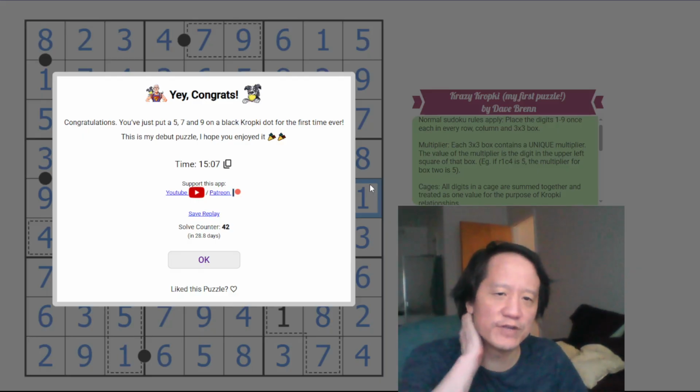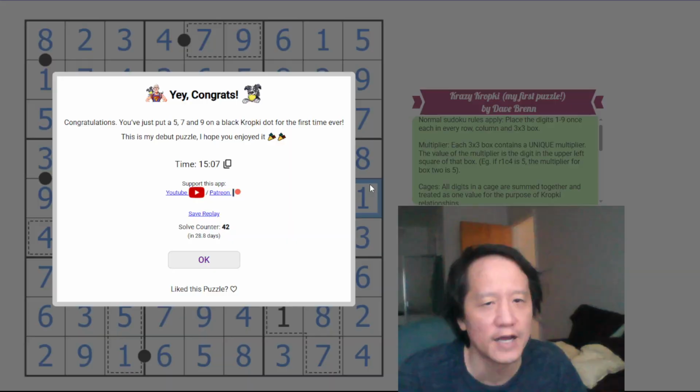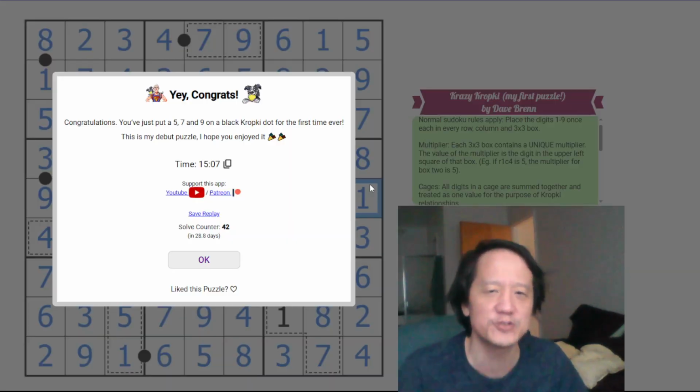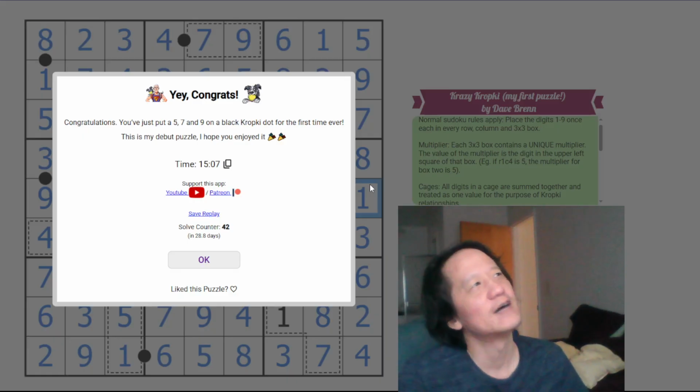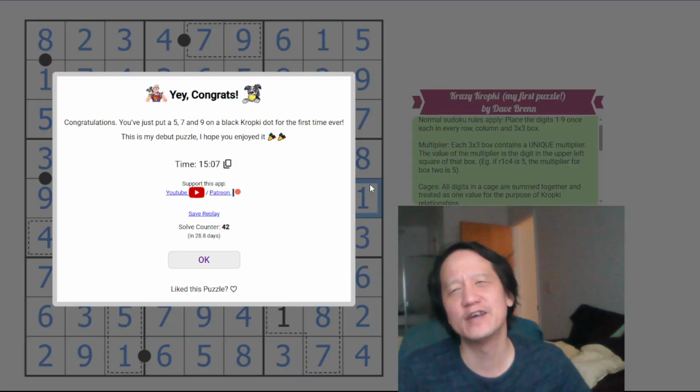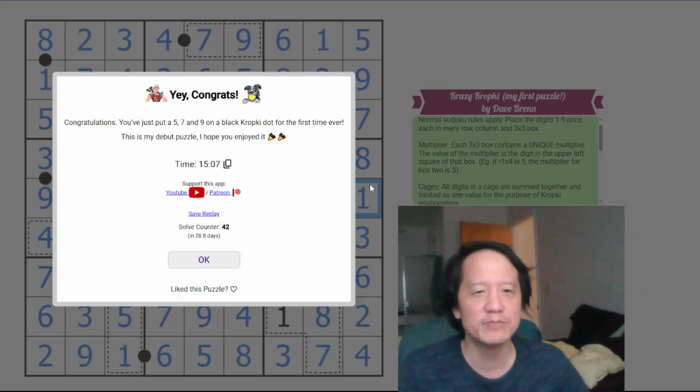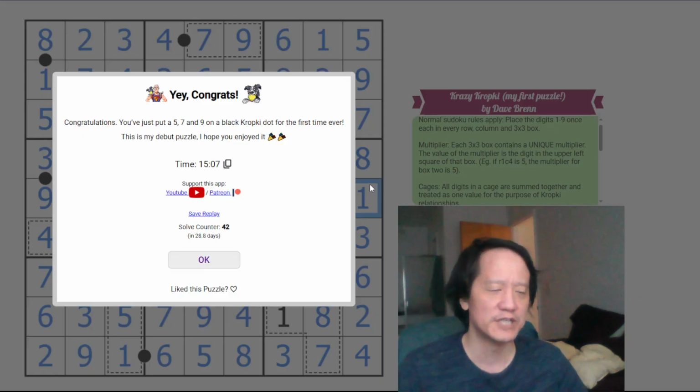Congratulations! You've just put a 5, 7, and 9 on a black Kropki dot for the first time ever! That is true. Well, actually, is that true? I think I've done it before, but those were an interesting time. This is my debut puzzle. I hope you enjoyed it. It was pretty cool. It was nice.